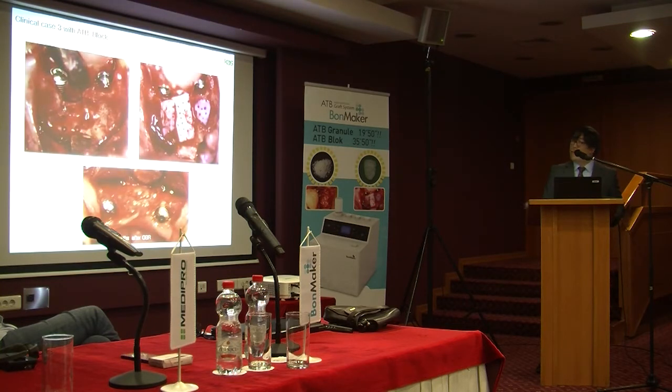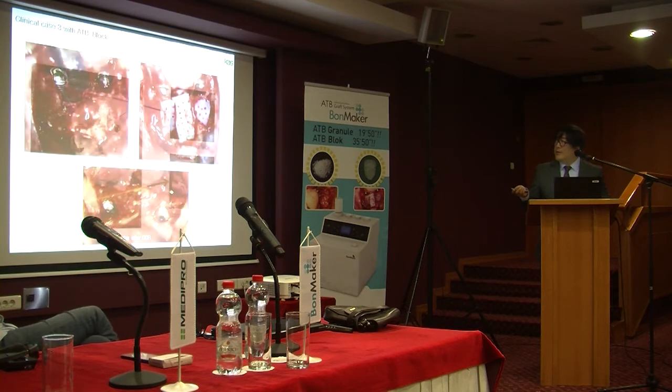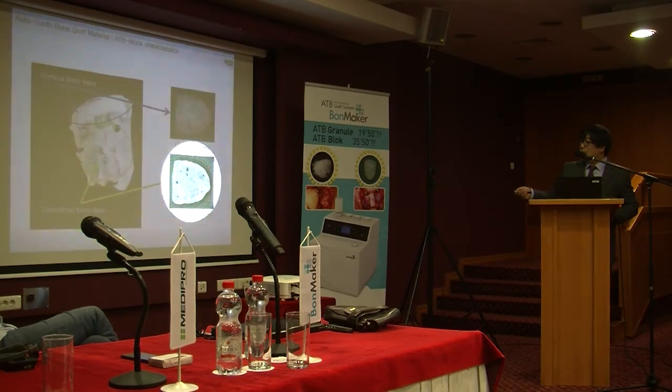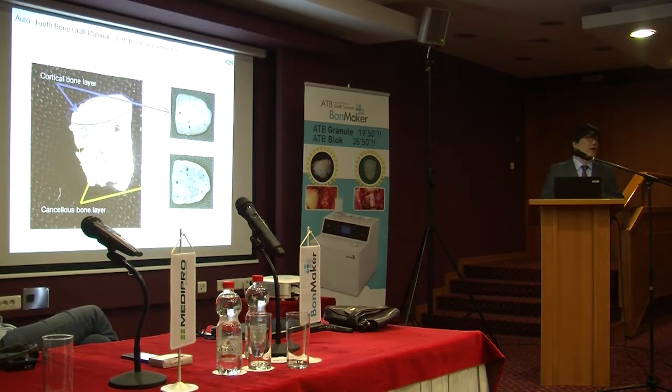This is the usage of BonMaker. The one device produces both a powder type and a blood type. And this is divided into 2 layers, the cortical part and the cancellous part. The cancellous part accelerates bone remodeling, and the surface cortical area keeps the volume for wall reconstruction.